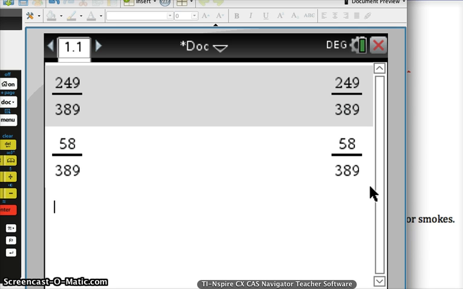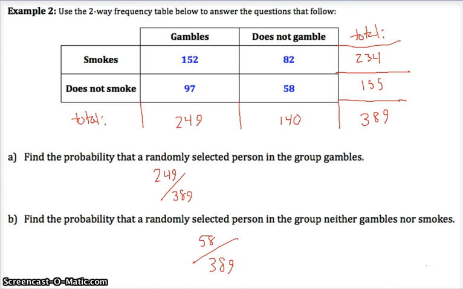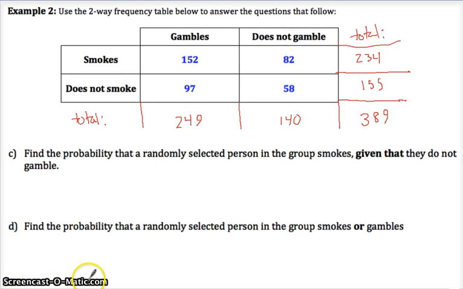Okay, all right. I made myself some more room here for part C and D. Find the probability that a randomly selected person in the group smokes, given that they do not gamble. All right, so this is kind of like the seniors at the prom question a second ago. Given that they don't gamble, so we're talking about the non-gamblers, and that's a huge part of this question. Within the non-gambling group, what's the probability that you pick a non-gambler and they also smoke?